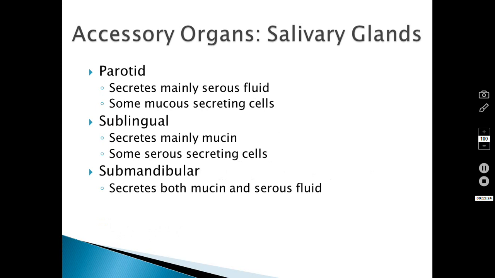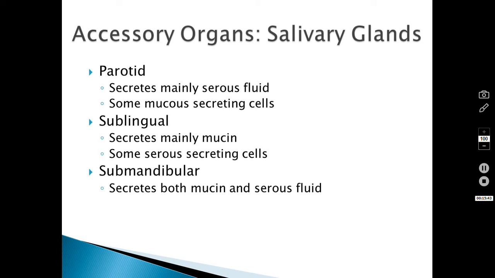So we've got three salivary glands. We have the parotid, the sublingual, and the submandibular. The parotid secretes mainly serous fluid, although there are some mucus secreting cells. So since it secretes mainly serous fluid, it tends to be a darker tissue because it stains darker.